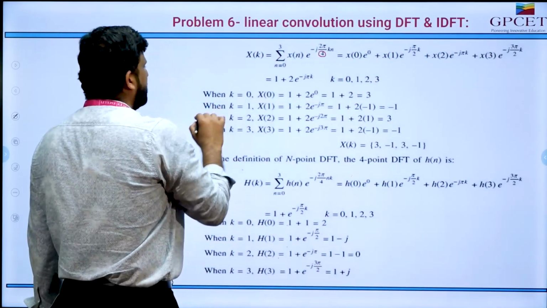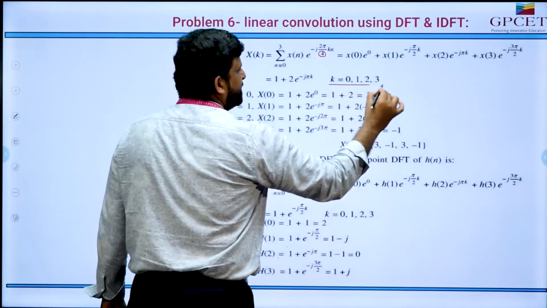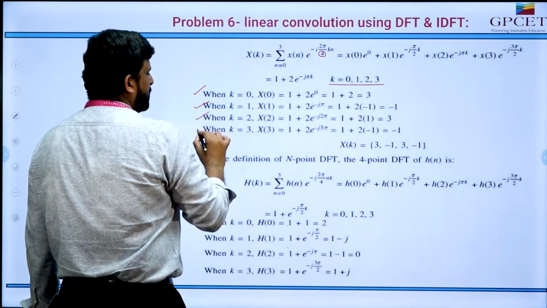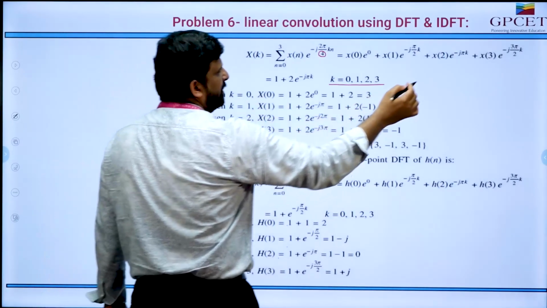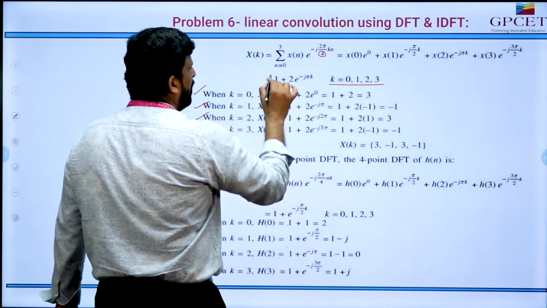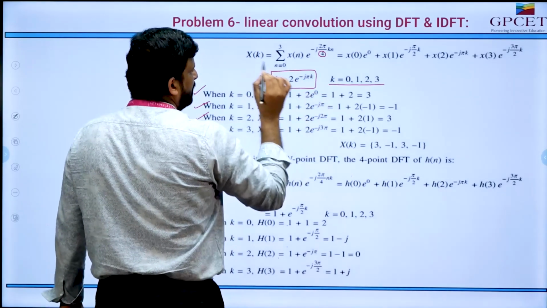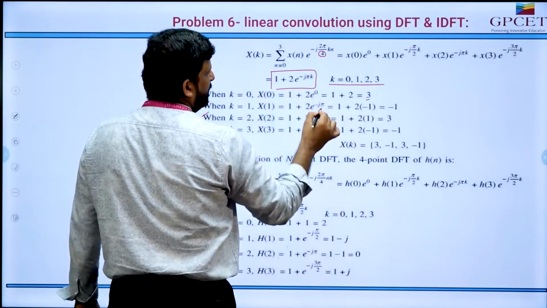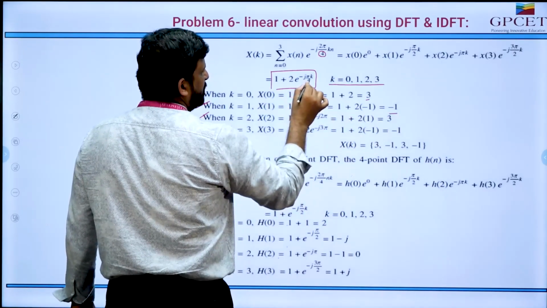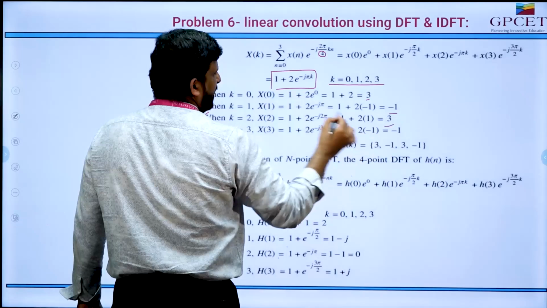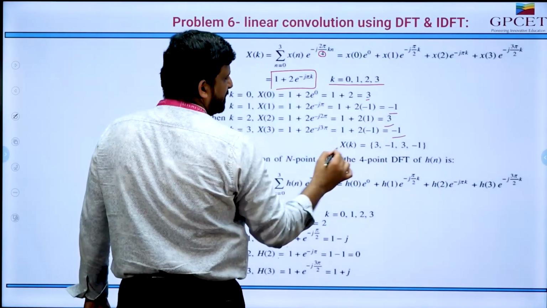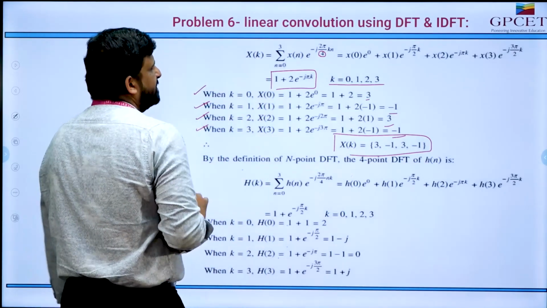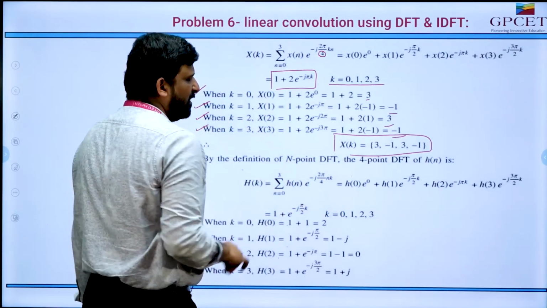Same, we need to substitute how many values? 4 values. That is k is equal to 0, 1, 2, 3. If I substitute all the values in this formed equation, for k is equal to 0, 1 plus 2 e power 0, so I got the value 3. For k is equal to 1, I got the value minus 1. For k is equal to 2, I got the value 3. And for k is equal to 3, I got the value minus 1. That is capital X of k. If I do the DFT of x of n, I get X of k.